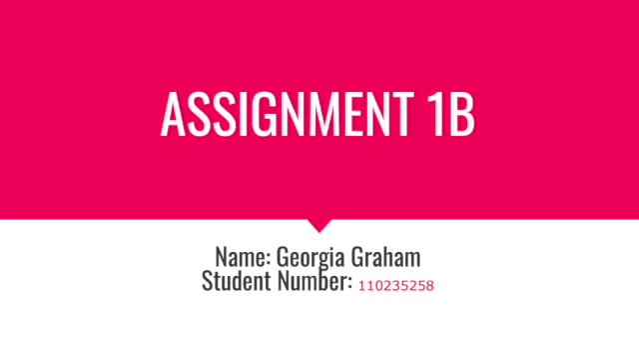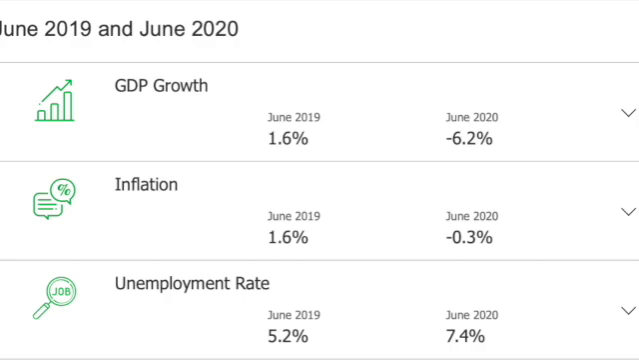This presentation reveals the impact that the COVID-19 pandemic and the horrendous bushfires have had on the Australian economy. GDP growth, inflation and unemployment rates have been compared during the month of June 2020 and June 2019 to reveal the detrimental impact made. This table reveals the change in the three macroeconomic indicators in June 2019 and June 2020.